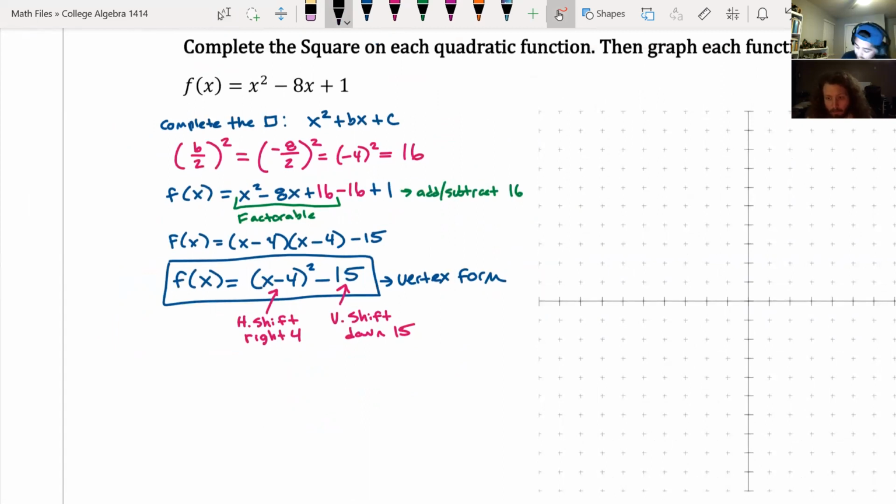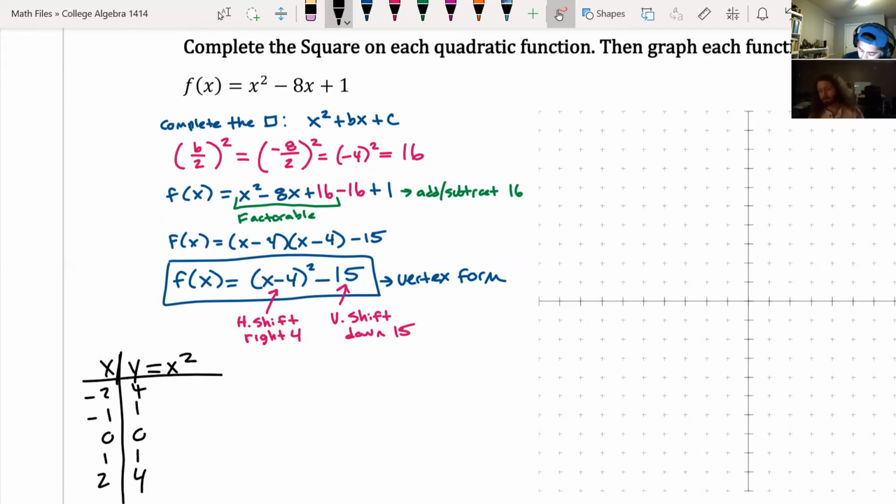X squared. X squared, right? So if we just made our quick parent function XY chart, and I'm just going to go from -2 to 2, why not, just make it simple. That'd be 4, 1, 0, 1, 4. And if we transform it from our function above, if that horizontal shift to the right by 4 units, what are you going to add to all your x values?